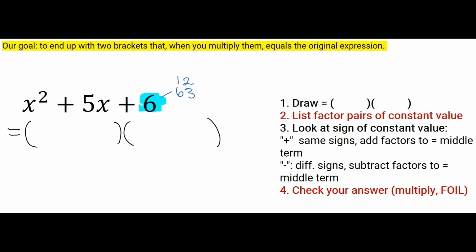Next, we need to look at the sign of the constant value. If it's a plus sign, the signs in each bracket will be the same, and we are going to add the pair of factors together to equal the middle term. Whichever pair of factors of 6 adds up to our middle term, that is going to be the pair of factors we put inside the brackets.